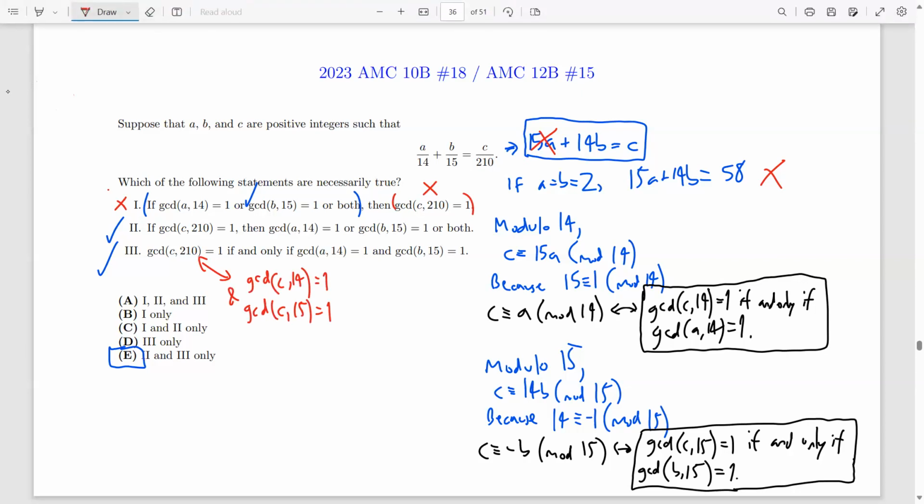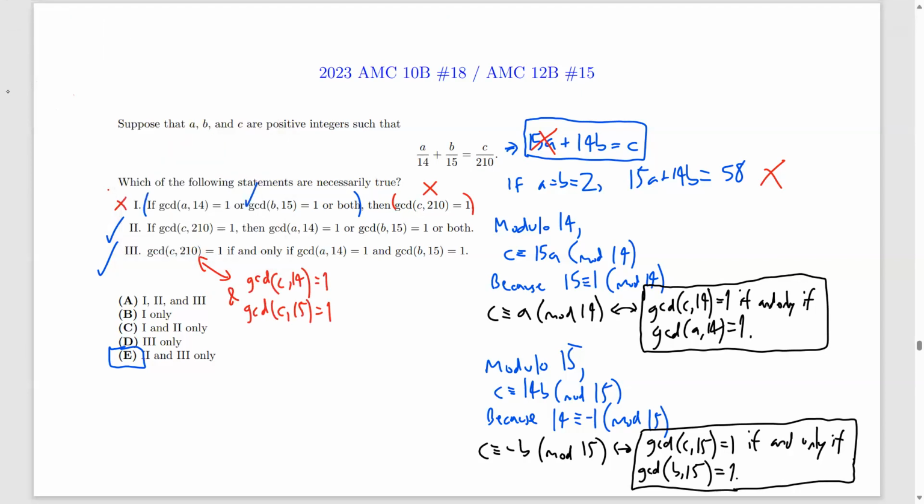Now, using what we just determined about c and a and c and b, this is exactly the same as stating that the GCD of a and 14 is 1, and the GCD of b and 15 is 1. So therefore we have proven statement 3 using the given if and only if statements that we derived. Now, because statement 3 implies statement 2, we now know that both 2 and 3 have to be true. Therefore, the answer is E.